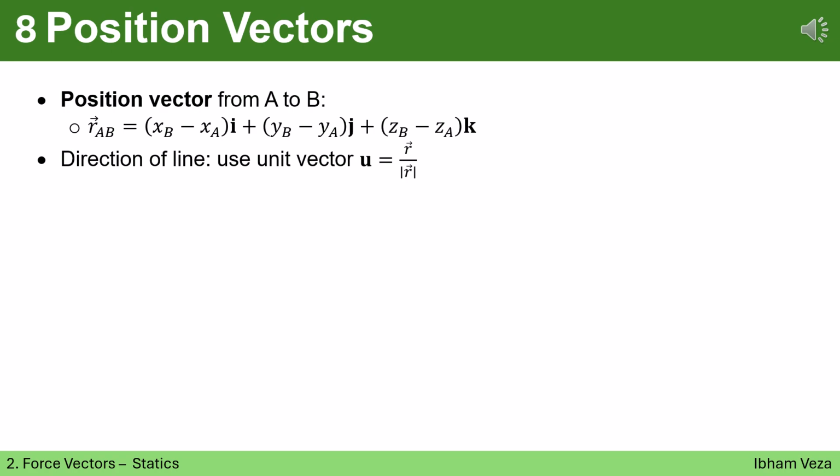Position vector. A position vector defines the location of one point relative to another. To obtain the position vector from point A to point B, we subtract the coordinates of A from those of B. Once the position vector is known, we can determine the direction of the line joining the two points by converting it into a unit vector. Position vectors are commonly used in engineering mechanics to define force directions and moments.